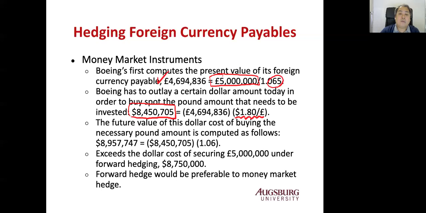Now, usually you finance through a US bank, and the US bank charges you 6% interest. So after 1 year, the amount you need to pay back is the amount you borrowed today, $8,450,705, times 1 plus the interest rate of 6%. So eventually, 1 year later, you need to pay back $8,957,747.